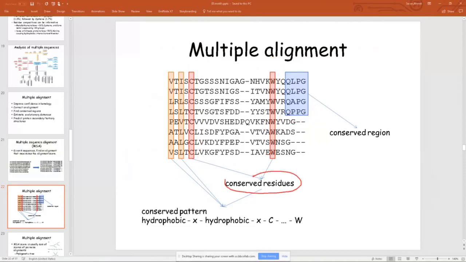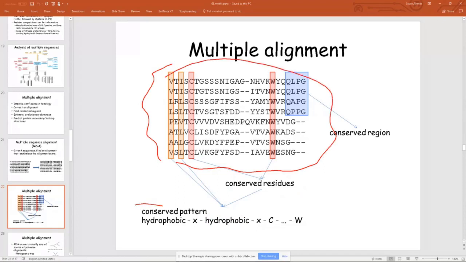So we'll have some conserved residues, which are 100% or close to 100%. We're going to have some columns that share a certain feature. So all those amino acids are hydrophobic, and we'll summarize it as a hydrophobic amino acid. Okay. So for this set of proteins, the conserved pattern can be described as a hydrophobic amino acid followed by any amino acid followed by a hydrophobic amino acid, and then a cysteine, and then a range of amino acids, and then tryptophan. Okay.